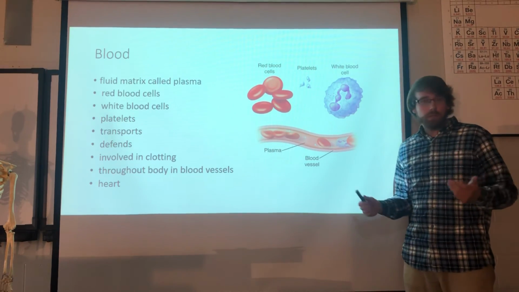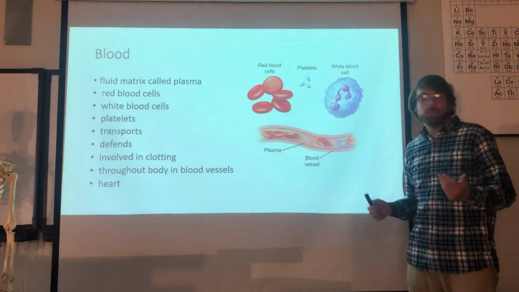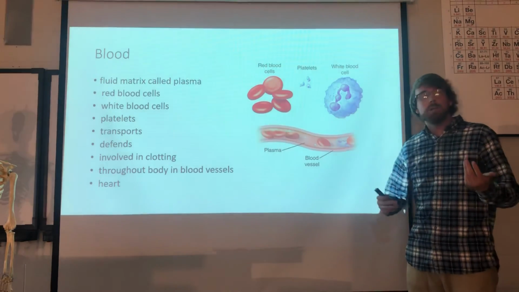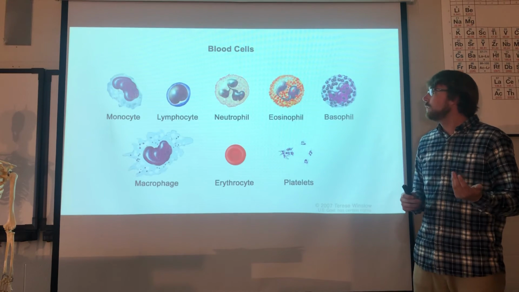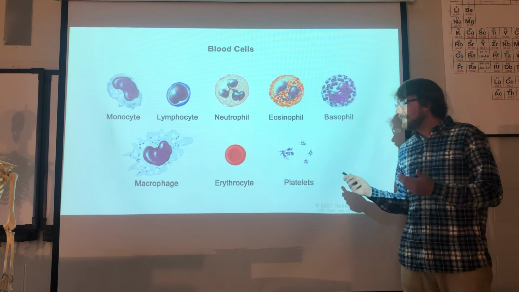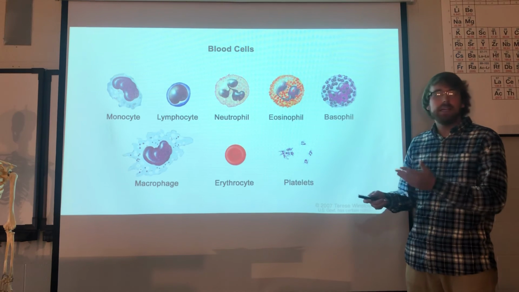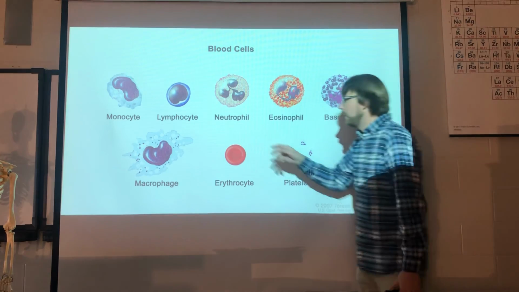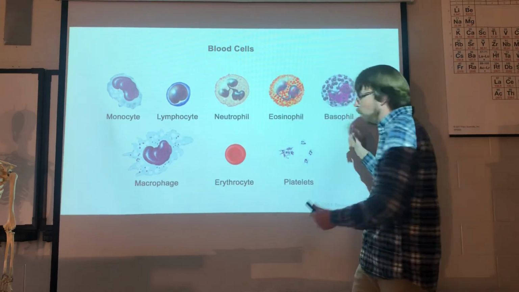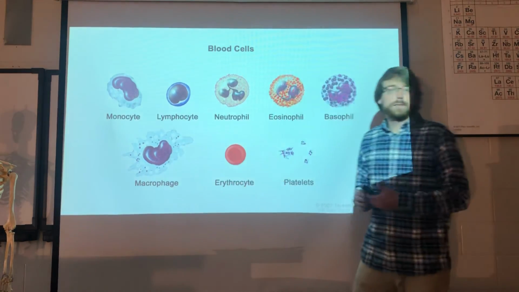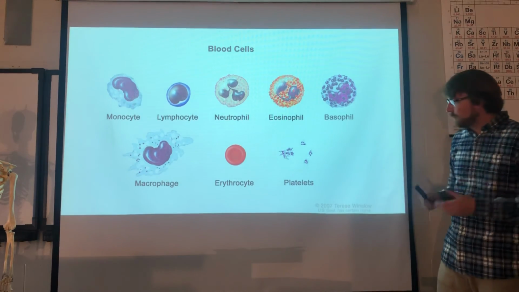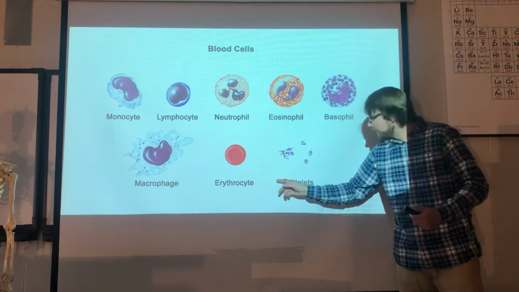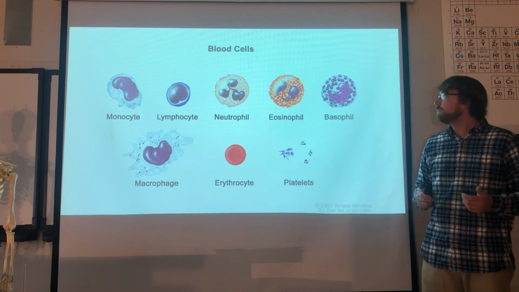We have blood throughout your body in blood vessels. Your heart is, of course, responsible for the pumping of this blood. So you have many types of blood cells. This has all of them at about the same scale. So you have a couple different types of what we call white cells. These are the ones that are involved in your immune system. Your red cells are known as erythrocytes. Then you have these smaller platelets.